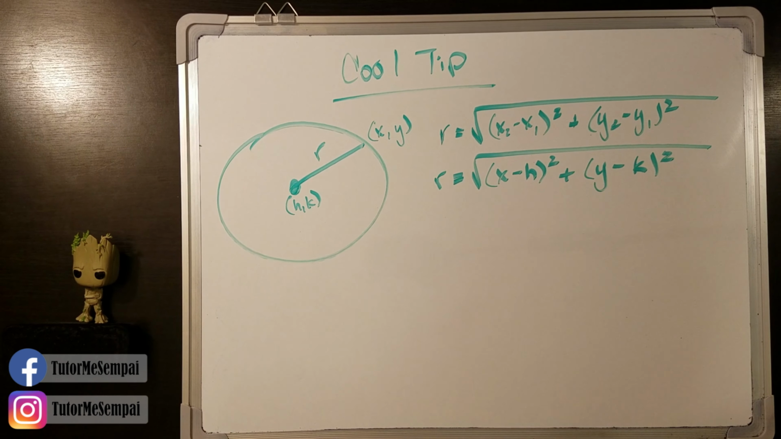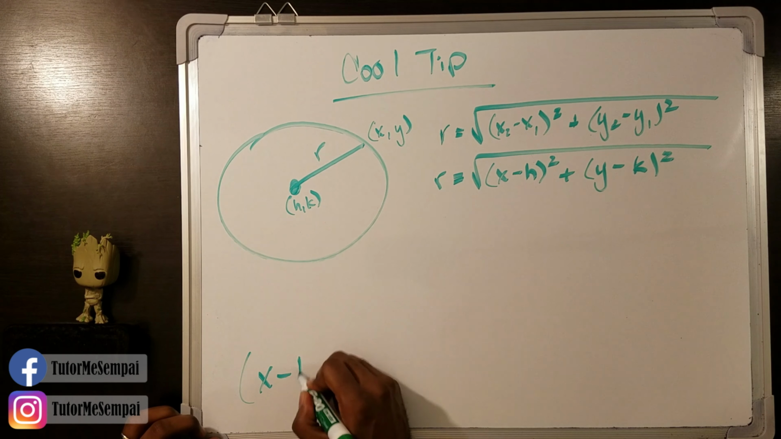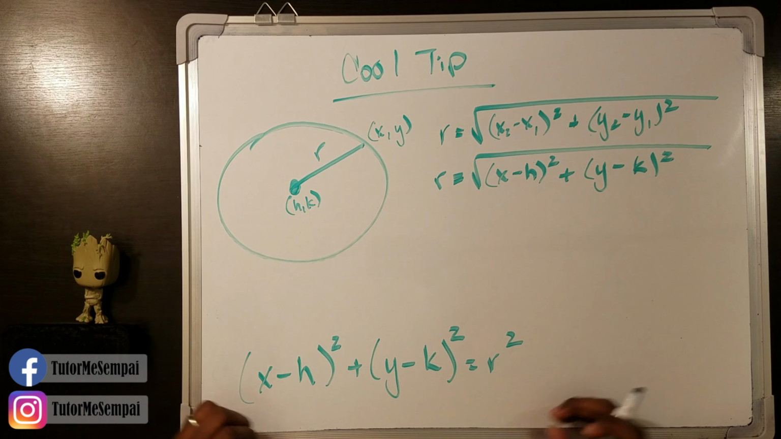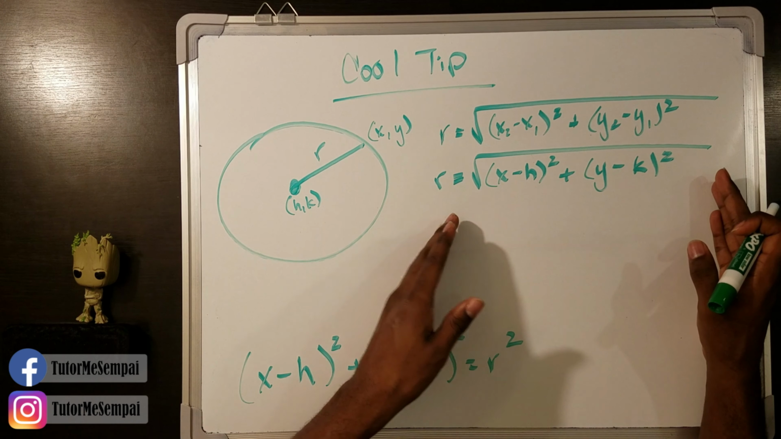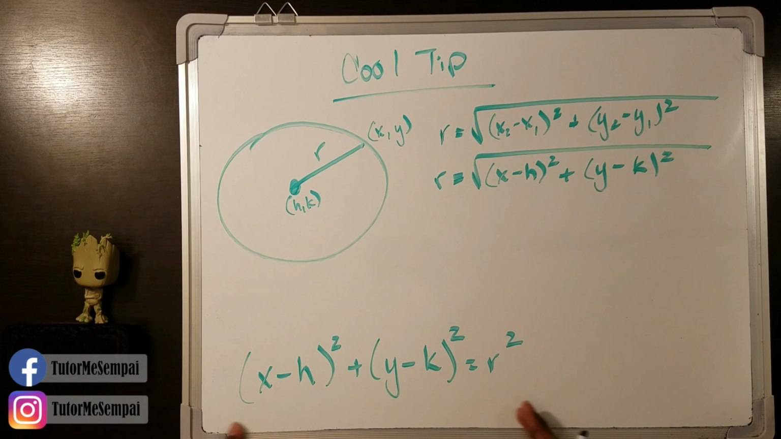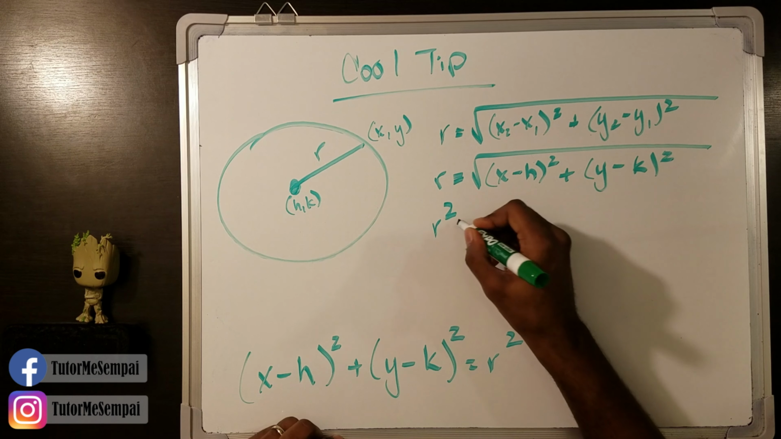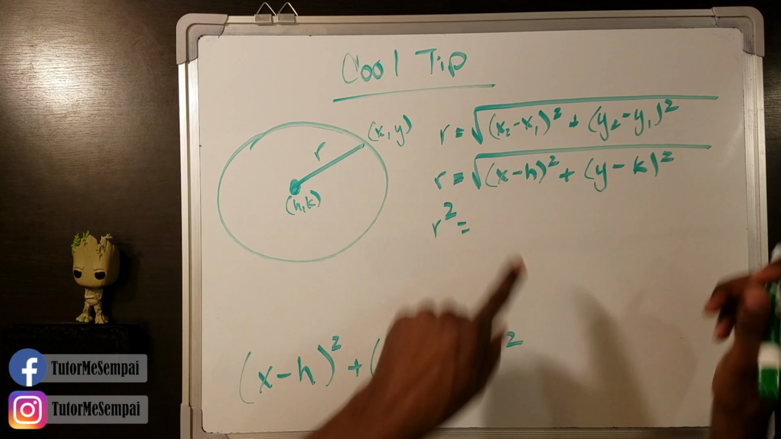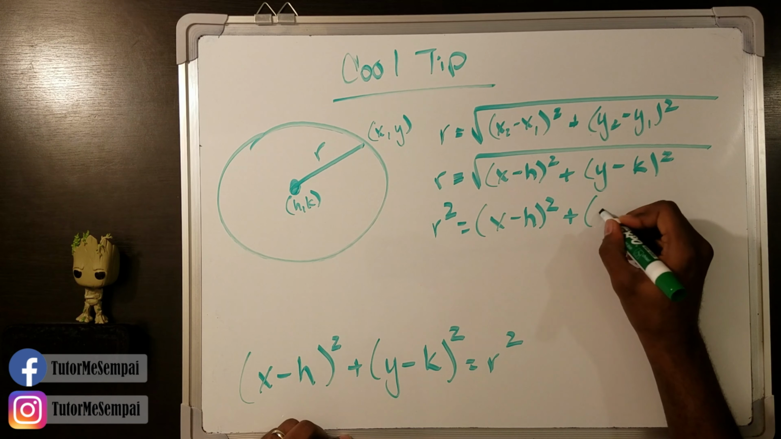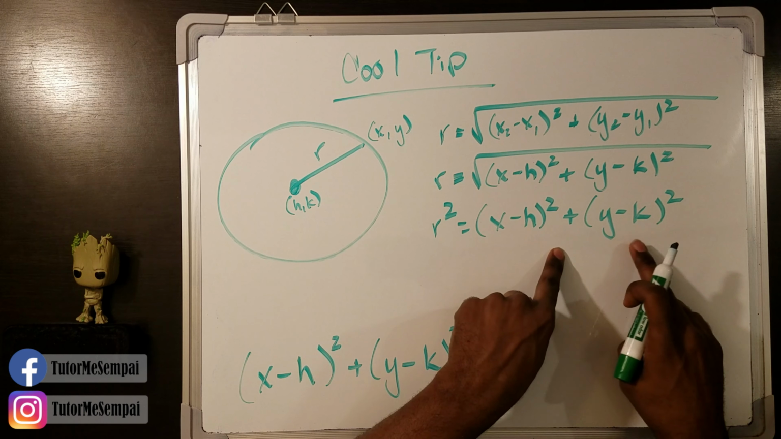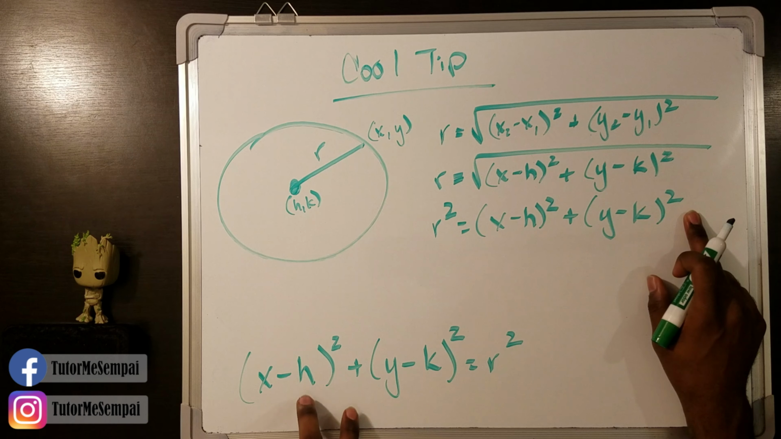Now this might look pretty familiar to our standard form. If you recall, our standard form was something like, so what's the difference between this and this? This is our standard form of our equation of a circle, and this is our distance formula that we use to find r. Well, the only difference is we square both sides. So if we square this, that becomes r squared, and we square this and we lose the square root. So we get r squared equals x minus h squared plus y minus k squared, which is exactly what we have here.